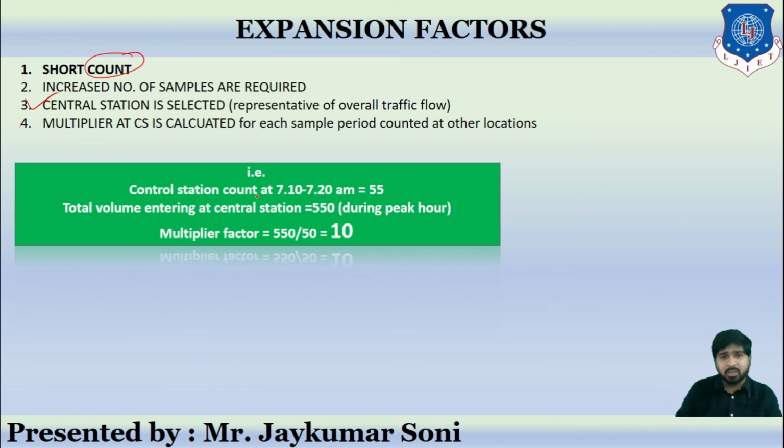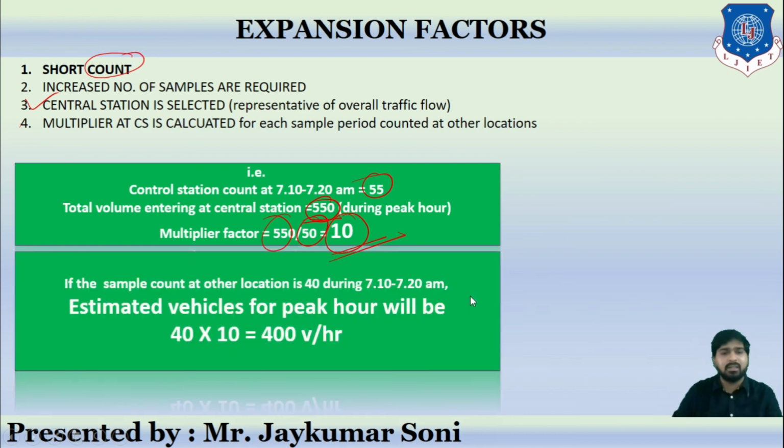Let us assume that the central station short count is 55 and the total volume entering the central station at peak hour is 550. So what will you do? You have 550 at the peak hour count, you have 55 at the short count. So this is the particular multiplying factor, 10. Now for all the other stations, if there is another station where the count is 40, then in order to get the peak hour count, you will multiply this multiplication factor 10 with each area's count, and you will have the peak hour count. So this is about the expansion factor. I hope you have understood the concept thoroughly. Thank you.